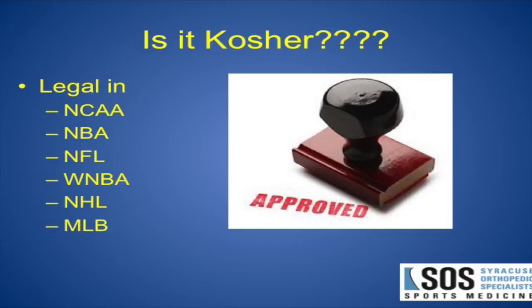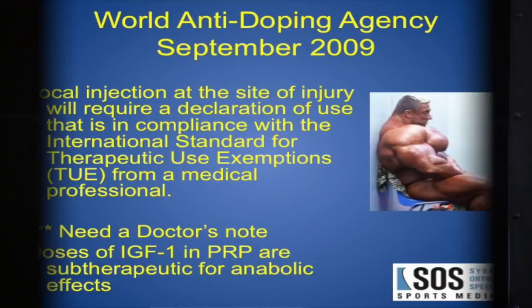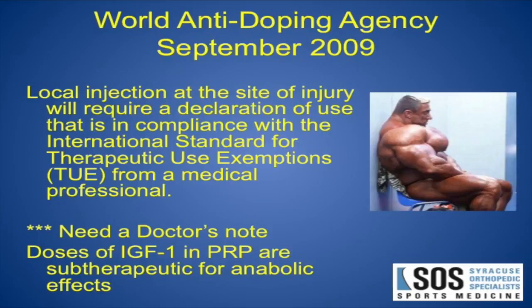Is it kosher? Well, it is legal in the NCAA, NBA, NFL, WNBA, and all the professional leagues. Because in 2009, the World Anti-Doping Agency basically said that if it's deemed medically necessary, they will give you an exemption. Basically, you just need a doctor's note. Because the PRP, as opposed to the deer antler spray, is really not super therapeutic, so it doesn't have those anabolic muscular effects.